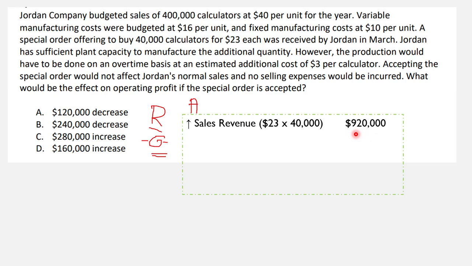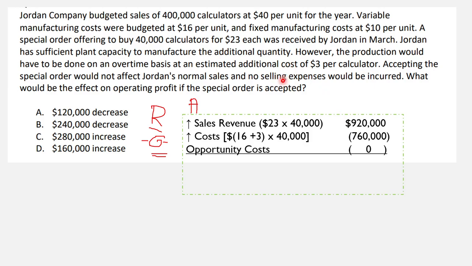Now, the cost that we'll incur will only be the variable cost when silent. So, itong 16 lang. Kaso, i-overtime daw to, no? Para naman magawa itong units, kailangan i-overtime. Additional 3 per calculator. 16 plus 3 is 19. 19 times 40,000 is $760,000. Now, walang opportunity cost sa problem na to. Hindi naman daw magsasacrifice ng regular sales, no? This will have to be done on an overtime basis. Ibig sabihin nun, meron namang sufficient plant capacity, pero para magawa to, kailangan i-overtime. Yung sahod ng overtime, mas malaki. So, plus 3. 16 plus 3 is 19 times 40K, 760,000. Wala kang isasacrifice na regular sales. So, you would have an incremental profit of $160,000. The correct answer is D. $160,000 increase. That's the consequence of accepting the special order.